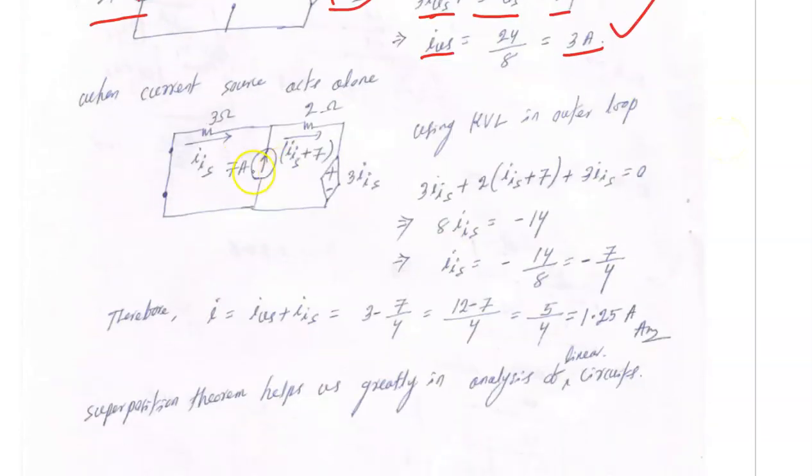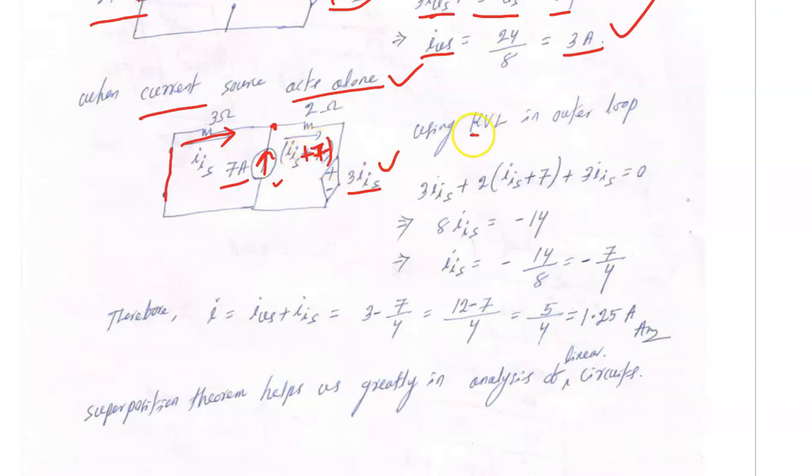Second, when the current source acts alone, that is voltage source short, current source alone, I designate it as the current due to the current source, IIS. So this will be 3IIS, the value of this dependent voltage source. So 7 ampere is coming upward. At this node they are together, so this will be IIS plus 7.